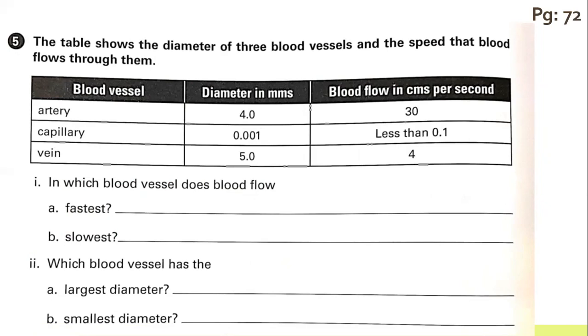In which blood vessel does the blood flow fastest? It is quite clear from the table that the artery is the blood vessel where the speed of the blood is the fastest, and the slowest is the capillary. Which blood vessel has the largest diameter? The vein has the largest diameter, and the smallest diameter belongs to the capillary.